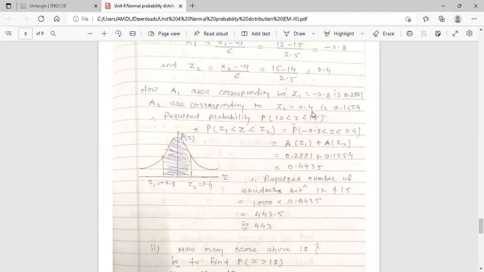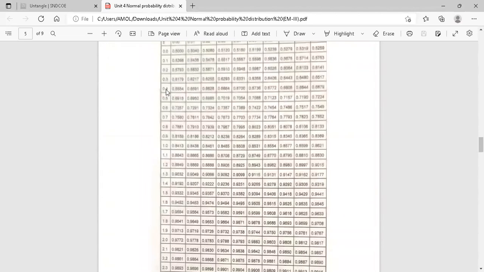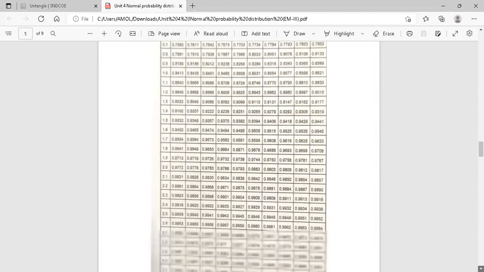z2 is 0.4. You see the area for 0.4 in the table, where the difference is 0, because the value is only 0.4. In the first column, because the difference is 0, for 0.4 it is 0.6554. Subtract 0.5 from this value. That will be the area of 0.4. And after subtracting 0.5, the area is here.